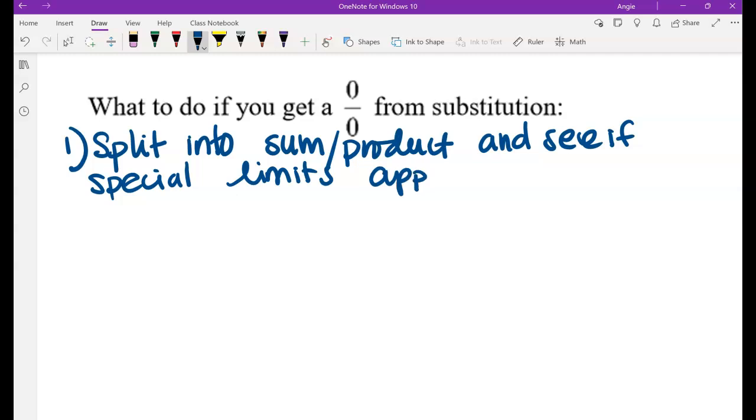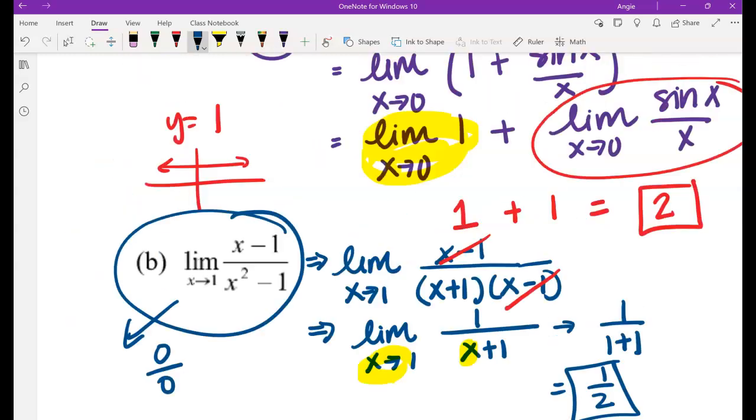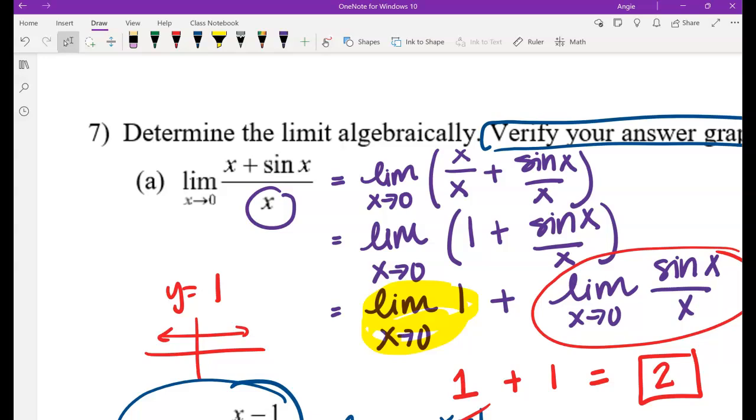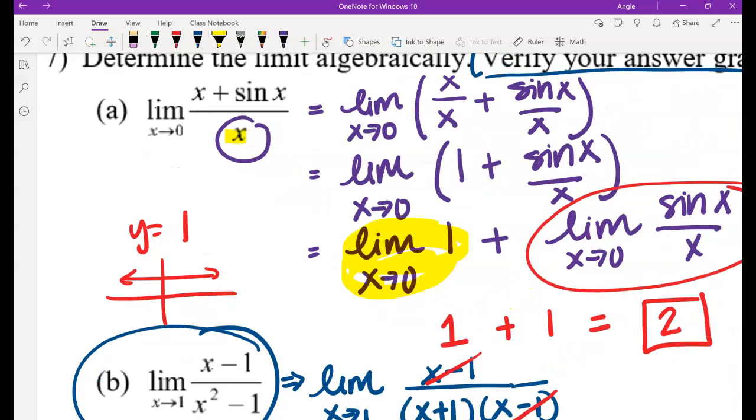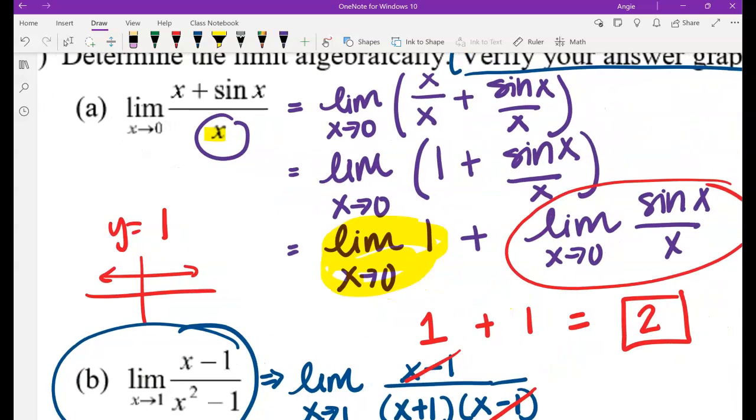Okay, so let's roll up really quickly. So for example 7a, if we substitute, x approaches 0, sine of 0 is 0. So 0 plus 0 on the top is 0 divided by 0. This is another scenario where it's 0 divided by 0. So what we did here is we broke it up into the sum of two functions, right? Just like that.